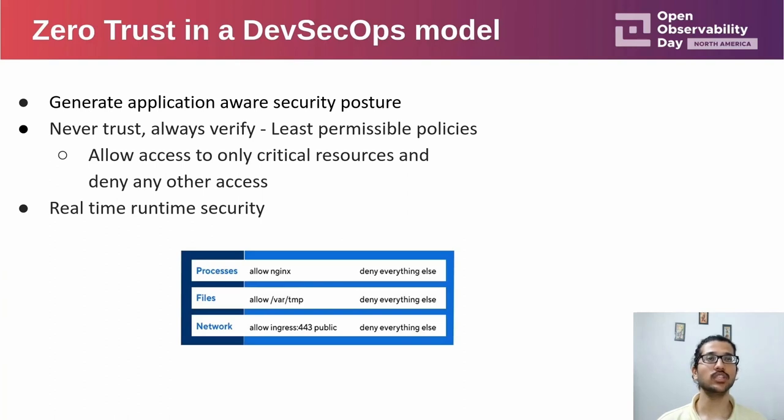The idea is to achieve zero trust security setting in a DevSecOps model. It can be done by deriving least permissive security policies, which can only allow essential resources required for running the application and deny everything by default, and do all this in real time, which means to generate security posture which is in sync with the application changes.